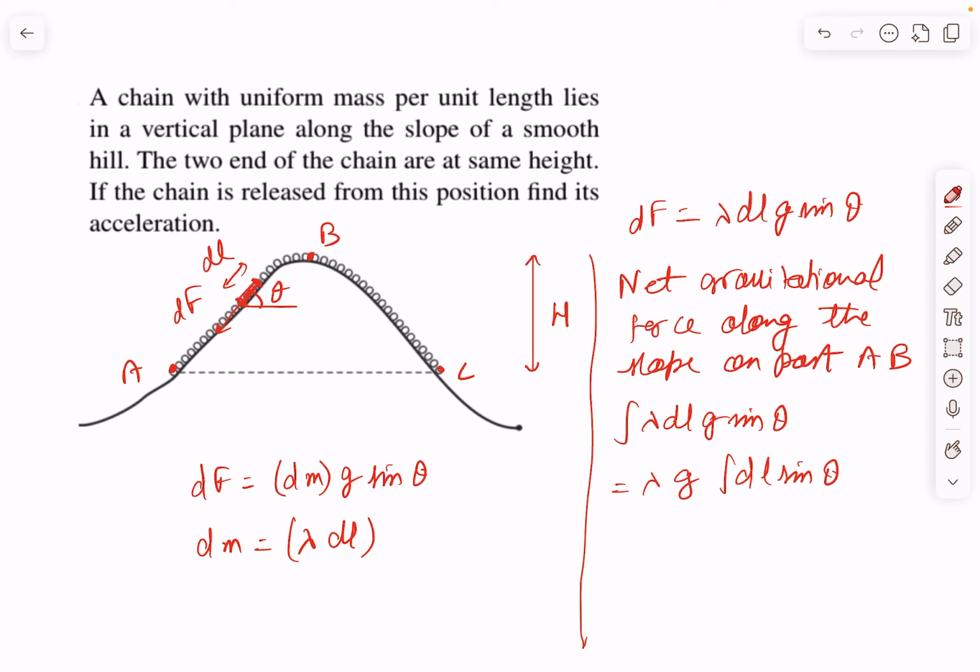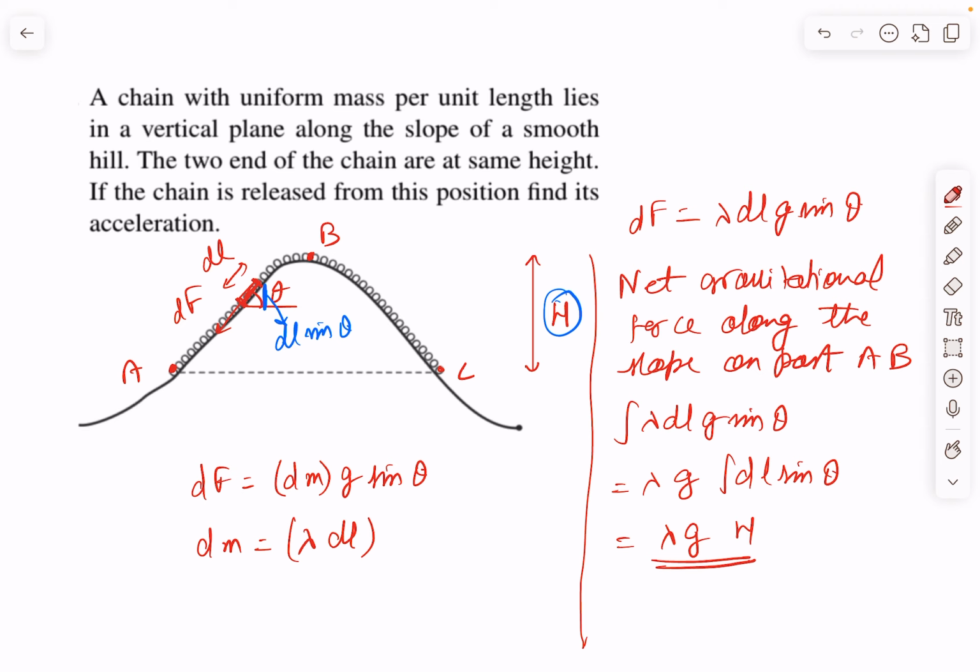Now dl sine theta is nothing but the vertical component of this element. This is dl sine theta, and definitely integration of dl sine theta will give us h. So if we go on further and integrate it, we will get it as equal to lambda g into h. So this is the net force, and this force does not depend on the profile of the hill. It only depends on the vertical height between the points A and B.